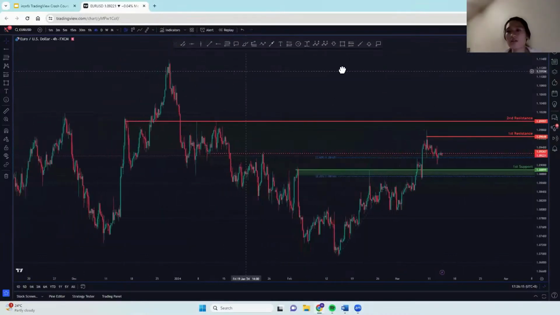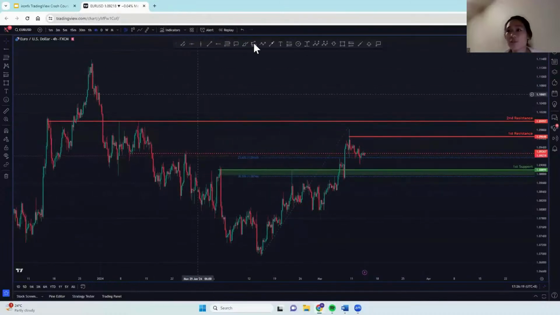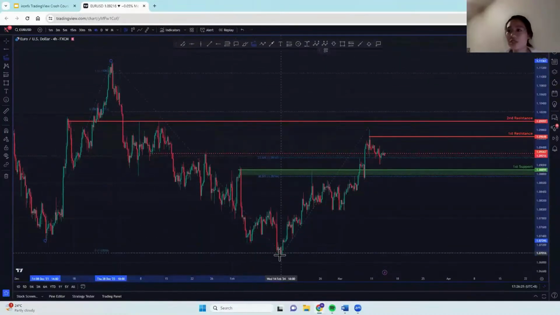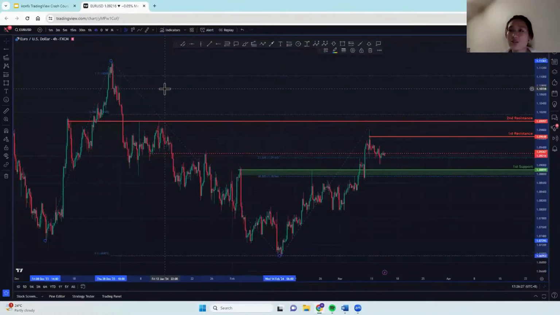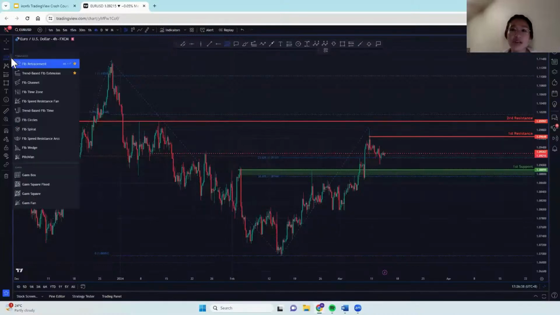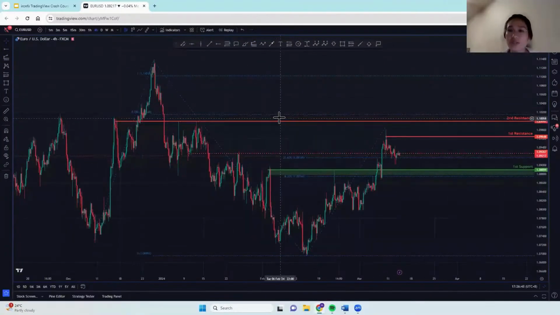Where was I? Next, let's look at Fibonacci projections. For projections, which are basically the levels with 3 points, you click on this icon instead. So I think earlier it was looking like this. If you click this arrow, you click on trend-based Fib extension, it'll give you the Fibonacci with 3 points. So that's the one that we're looking for.